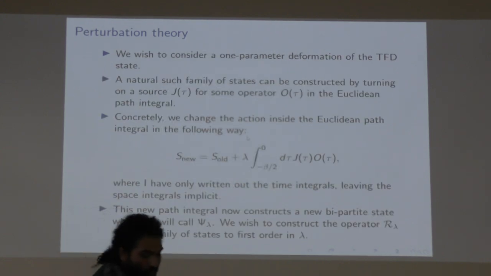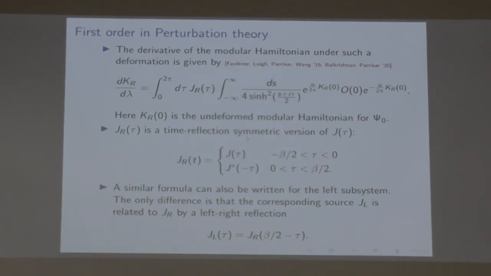So, what I need to know crucially then is how the modular Hamiltonian flows along this deformation. And fortunately for us, we do know how the modular Hamiltonian flows in this context. So let me first tell you the formula for it, and I'll justify it in the next slide. But this is the formula for the first derivative of the modular Hamiltonian along this flow. Okay, I'm just writing the right side in this case. An analogous formula also applies on the left side.